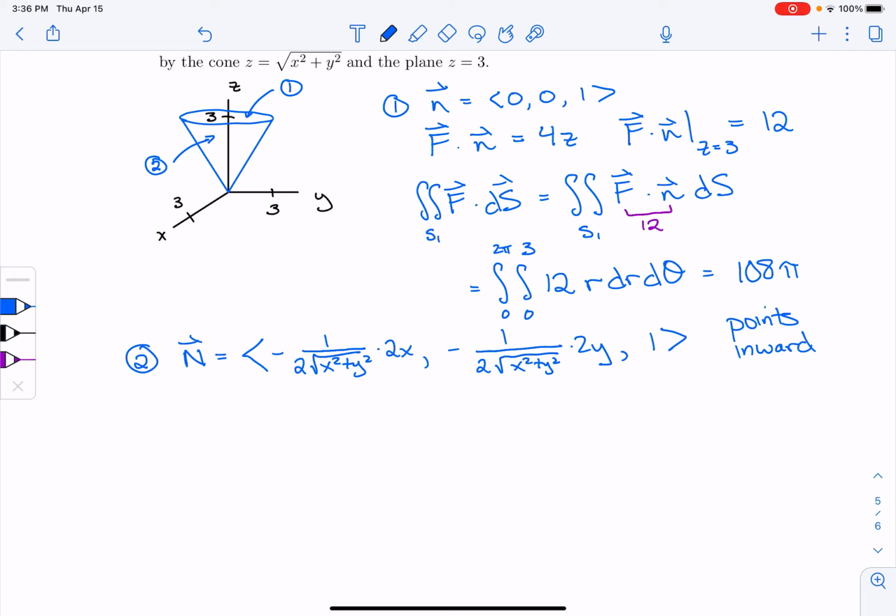Okay, but I want to think about the flux going out of the cone, and that means I want the normal vector to point outward. But it clearly points inward with those negative signs. So this is the inward normal; I'm going to do the outward normal instead by multiplying by -1. That's going to give me just x over square root of x squared plus y squared, y over square root of x squared plus y squared, and then 1.